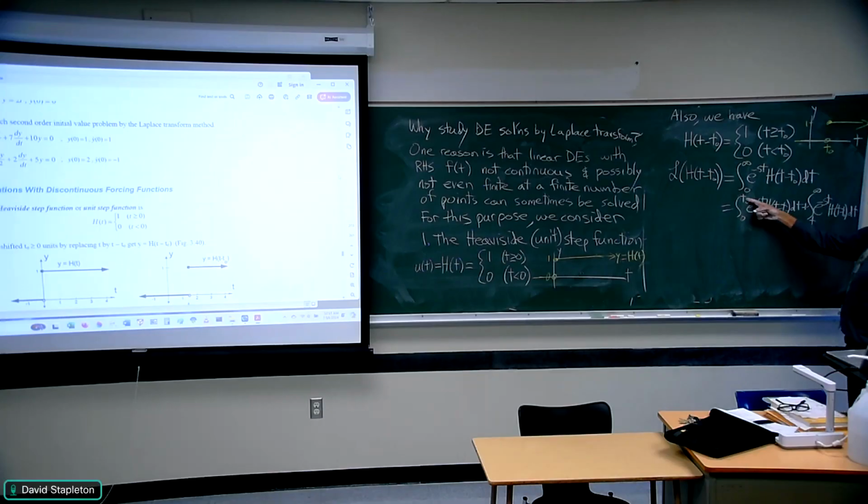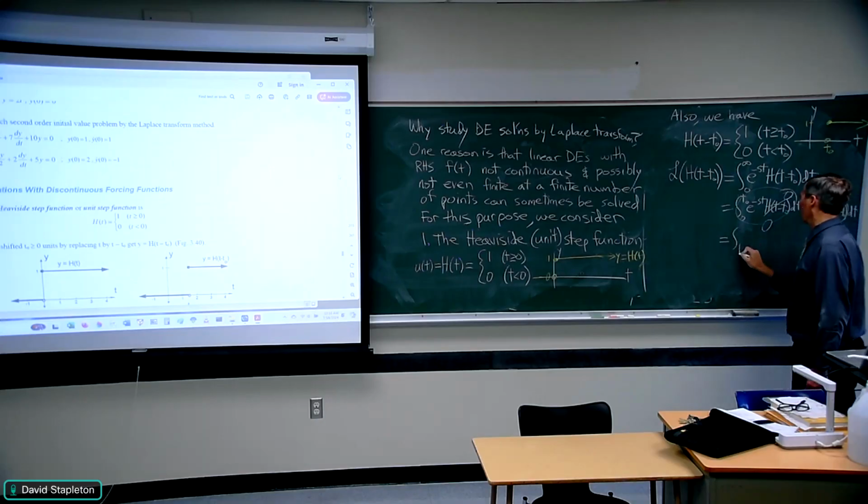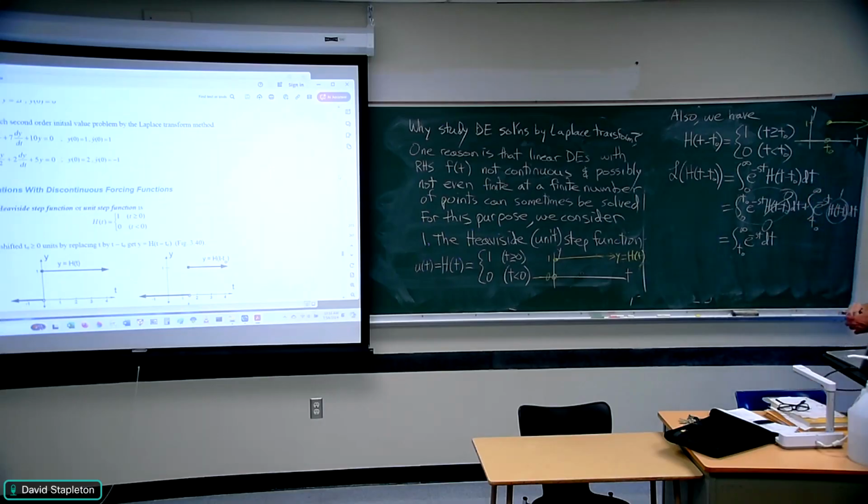Well, when you're between 0 and t naught, h of t minus t naught is 0. So this is integrating 0, and you just get nothing out of that. And this one is equal to 1. So you can rewrite that this is actually the integral from t naught out to infinity of e to the minus st times 1 dt. There it is. It's just that integral. So what is that one?